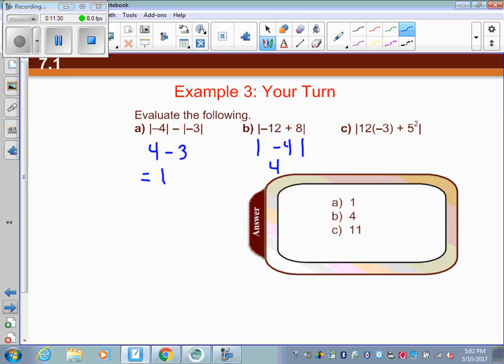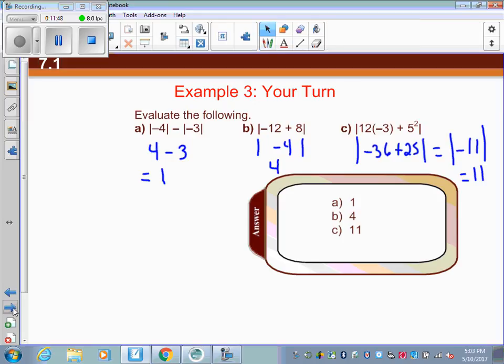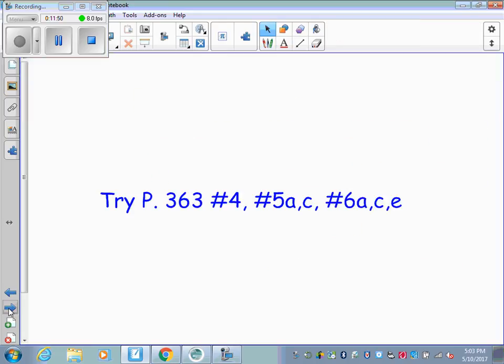Okay? Inside here, I need to do some work. 12 times negative 3 is negative 36, plus 5 squared, which is 25. So that would give you negative 11, and then you need to turn it to positive 11. And there's some more from the book to try.